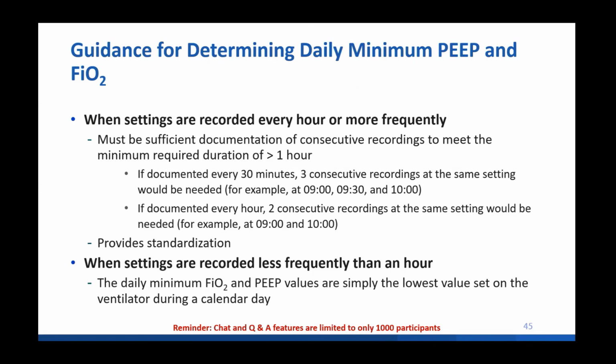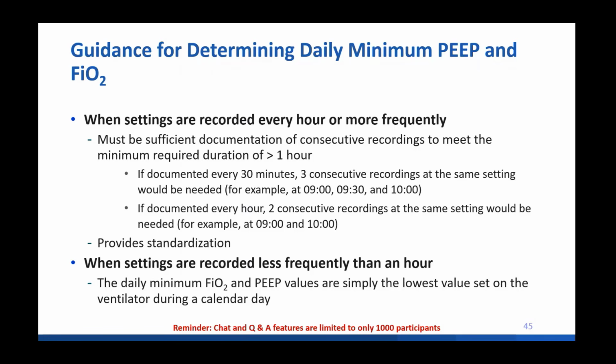NHSN also provides guidance for when settings are recorded every hour or more frequently. In these situations, there must be sufficient documentation of consecutive recordings to meet the minimum required duration of greater than 1 hour. For instance, if settings are recorded every 30 minutes, there must be at least 3 consecutive recordings at that same setting. If documented every hour, 2 consecutive recordings at the same setting are needed. This helps provide standardization and daily minimum value determinations.